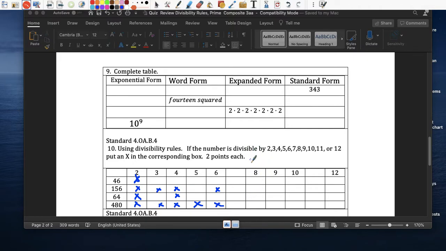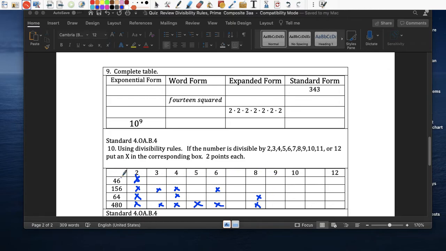Is it divisible by 8? Look at the last three numbers. So that's a no. 156, 156 divided by 8, that's a no. 64, yes. 480, yes.